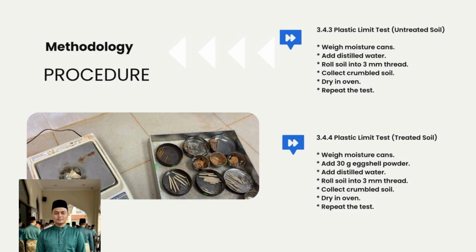For the treated plastic limit test, first, weigh the moisture cans. Second, add 30 gram of eggshell powder. Third, add distilled water. After that, roll the soil into a 3 mm thread. And then, collect the crumbled soil and dry it in the oven. Lastly, repeat all the tests for the other samples.